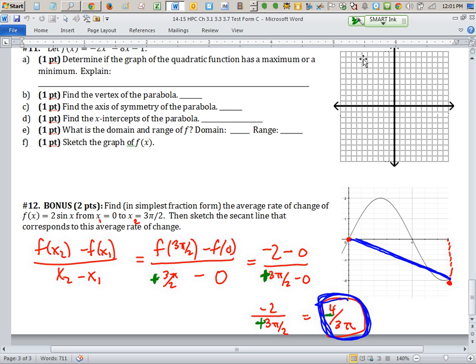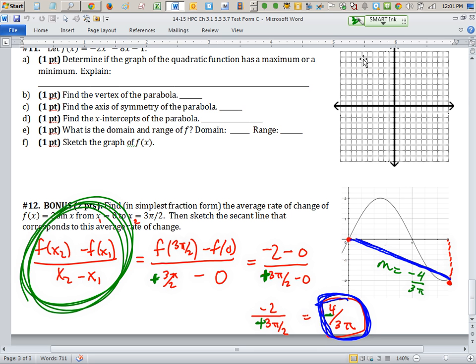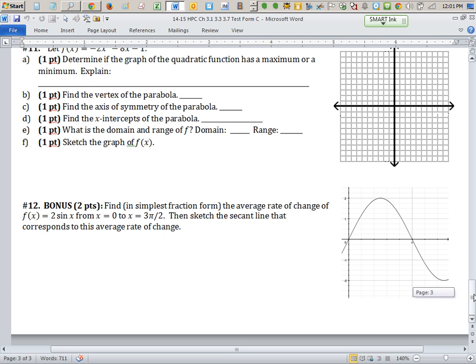But what does this number mean? Does anyone know? I've got this little line. Slope? Yeah, that is the slope of this line. So the slope is negative 4 over 3 pi. That's what it means. Average rate of change has always meant slope. This is really just y2 minus y1 over x2 minus x1. That's all it is. This is a very doable problem. Okay, so study it again at home. And then I think we're done with that test.